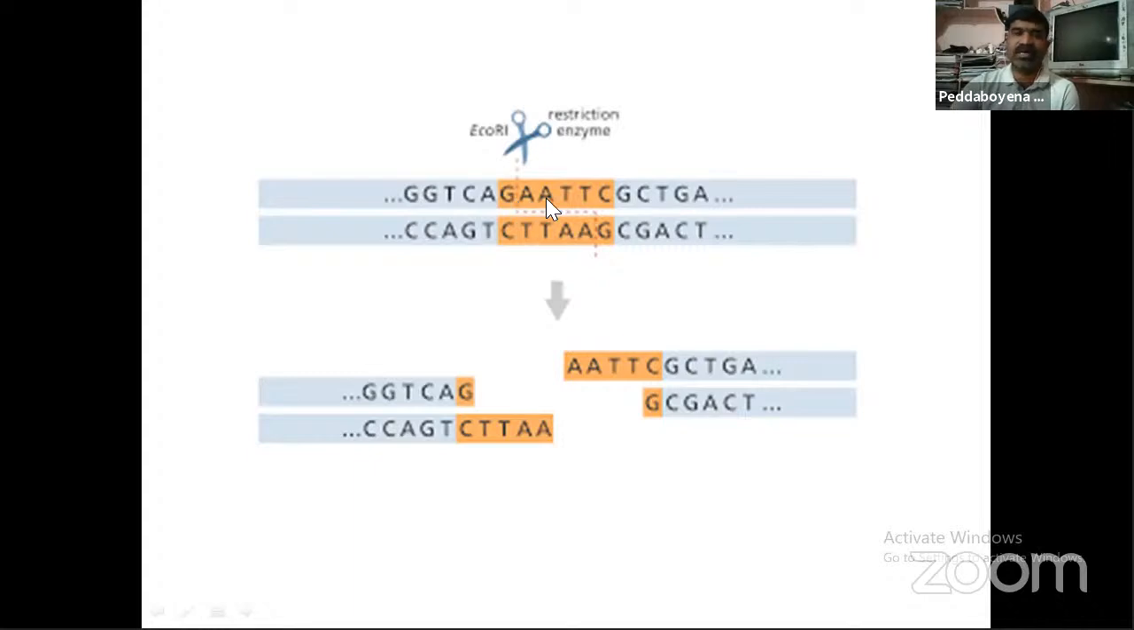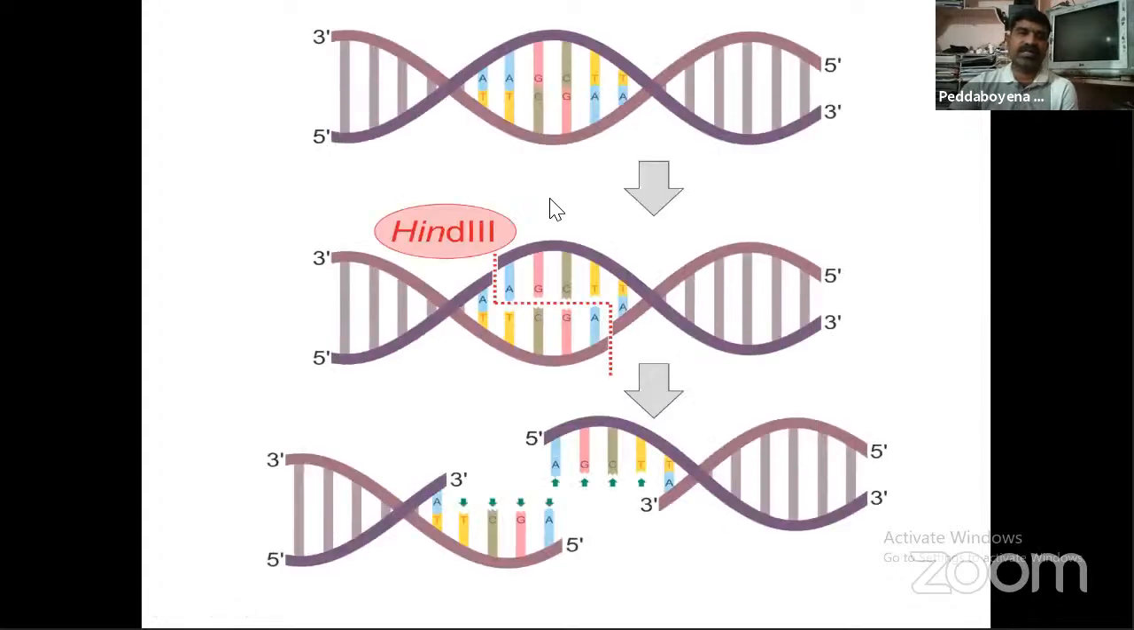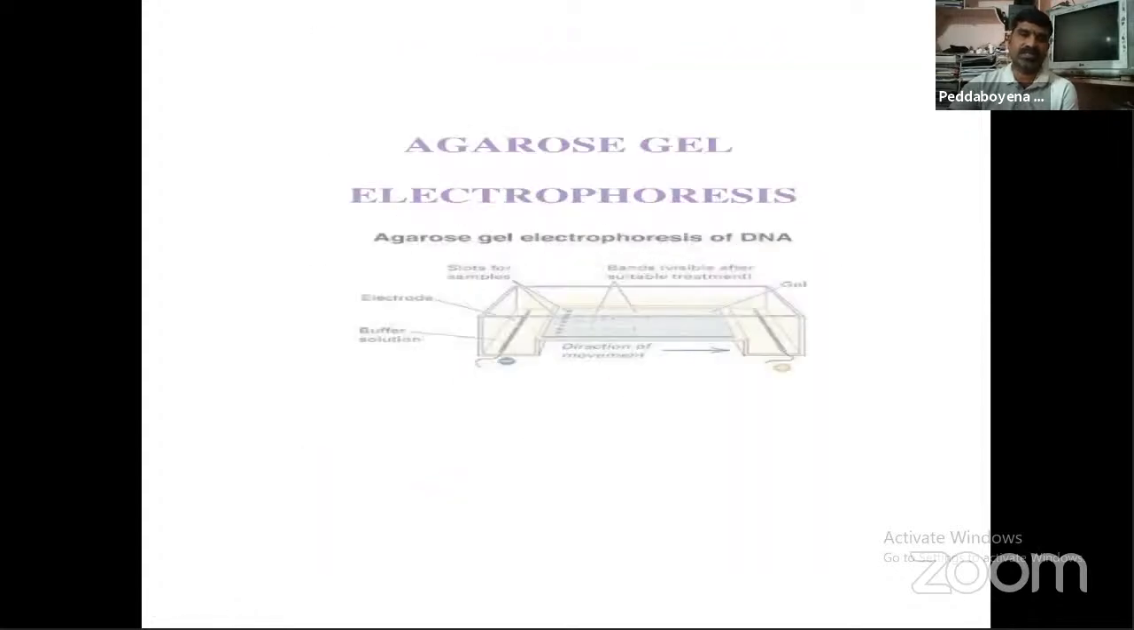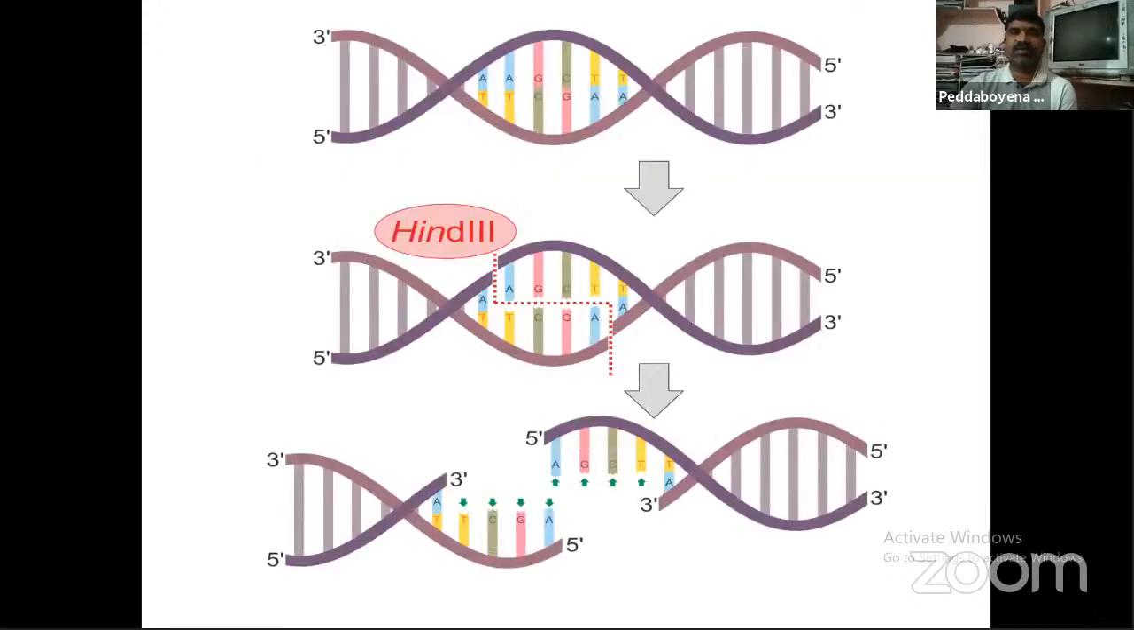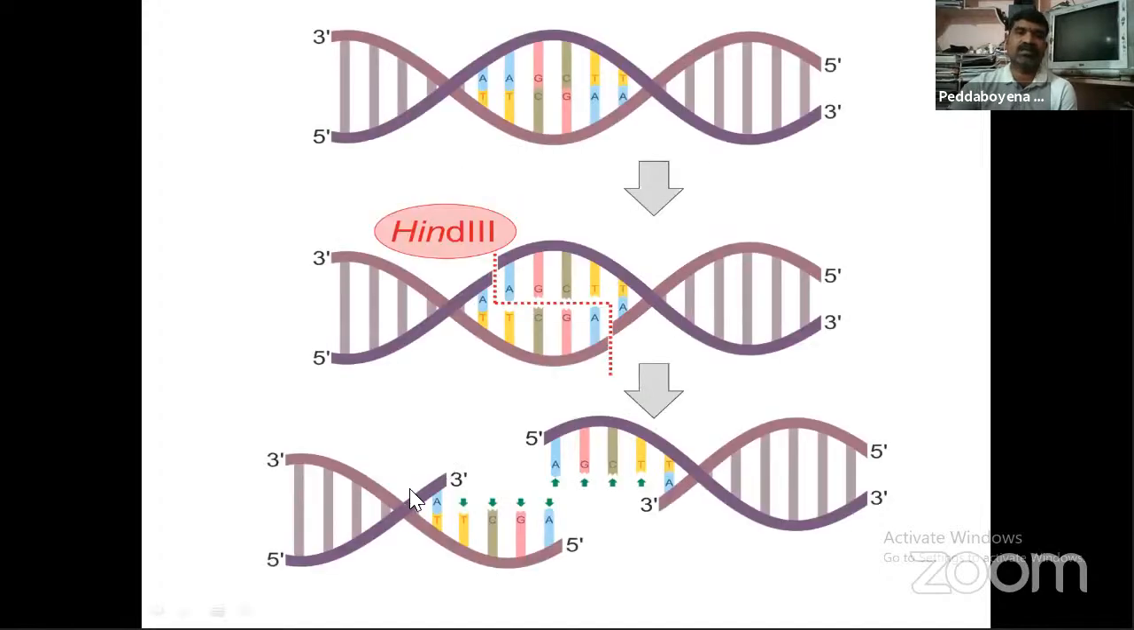So different kinds of restriction enzymes cut the DNA strands at different locations. With the help of the restriction enzymes, they can cut specific places and produce a number of fragments of the DNA. Here you are observing the cut, and different kinds of fragments we can get in this process by the action of the restriction enzymes.